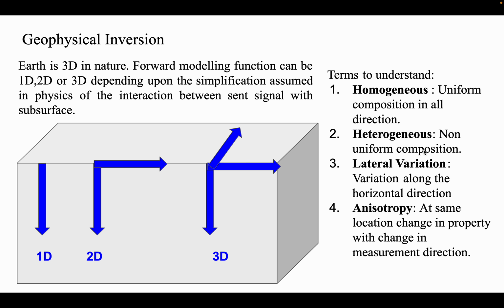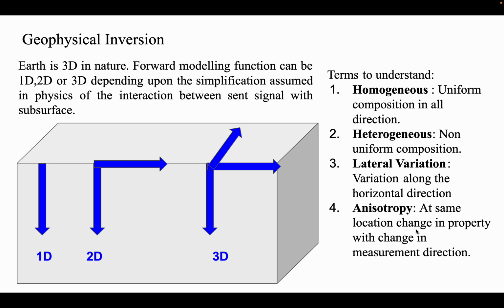Then comes the heterogeneous case. So the composition is not uniform in that case, and the properties will vary in all the directions, in all the locations in a given region. Then we talk about lateral variations, which is important. Variation along the horizontal direction is known as lateral variation in geophysics.